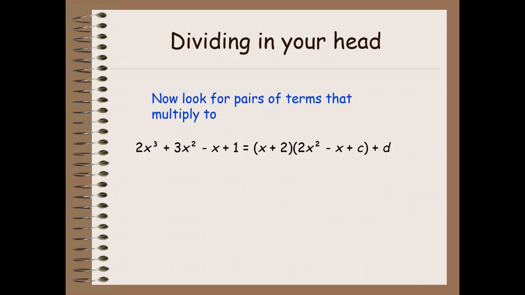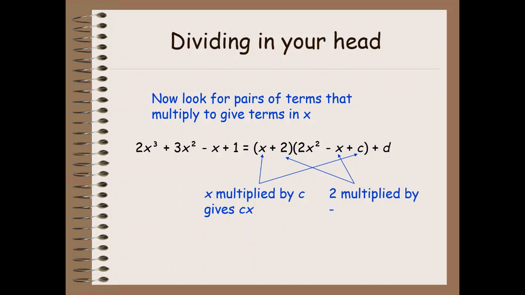And then again, I'm looking at the pairs of terms that multiply to give the terms in just x. Well, I have c times x, which is going to give me cx, and then I have the 2 times negative x, which is going to give me negative 2x. I need to have a negative x. I have cx minus 2x equals negative x. So c must be 1. 1 minus 2 is negative 1. So I place that one too.